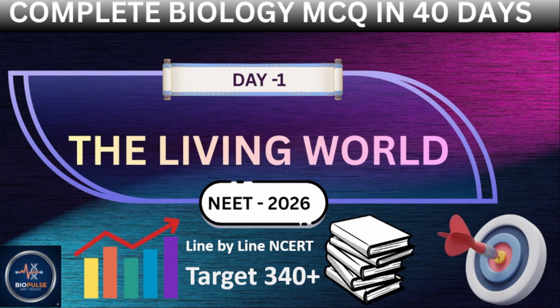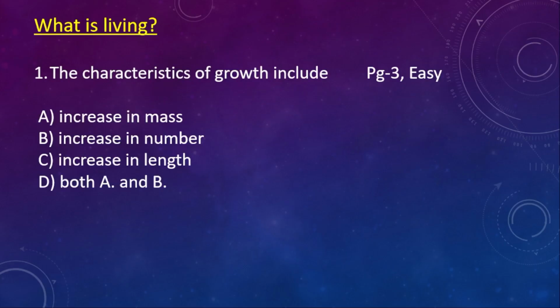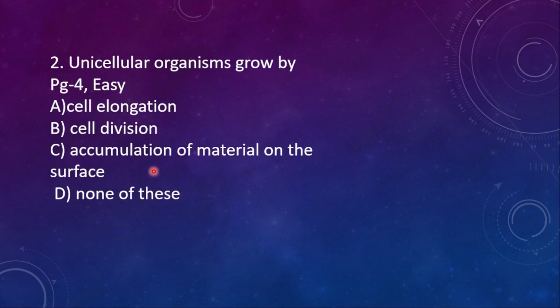So let's get started. The first question comes from the topic: what is living. The characteristic of growth includes increase in mass, increase in number, increase in length, or both A and B. Increase in mass and increase in number both are included in the characteristic of growth. So the answer is D, both A and B.